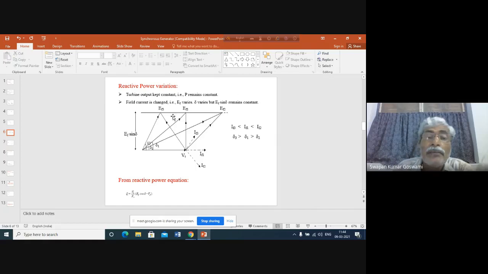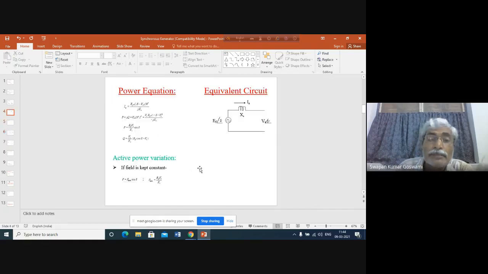Now see the reactive power expression. What is Q? Q is Vt by Xs. Vt is the terminal infinite bus voltage. Even if you are varying the reactive power output of the generator, the infinite bus voltage is constant. It is the terminal voltage of the generator as well. Since the generator terminal is tied with the infinite bus, we can say that as the infinite bus voltage is constant, the generator terminal voltage is also constant.